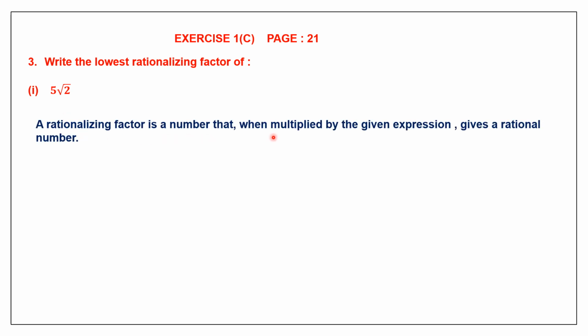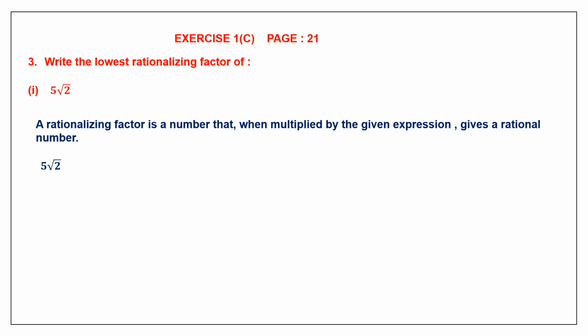So when we multiply this surd with another number in such a way that our answer is a rational number, then we call those two numbers rationalizing factors of each other. So we need to find a rationalizing factor of this one. Once again, what is a rationalizing factor? It is a number that when you multiply it with the given expression gives a rational number. So here the question is 5 root 2. How do I change this to a rational number?